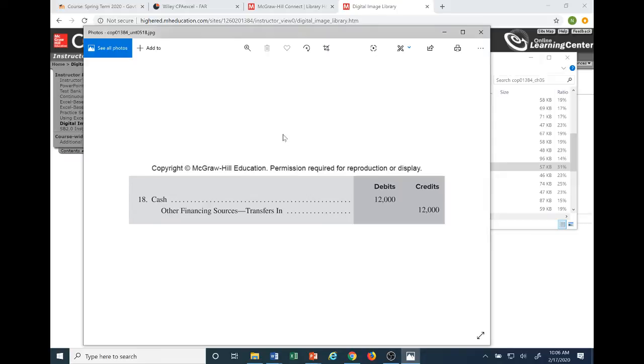Okay, so now let's get into an illustrative case. It's dealing with regular serial bonds.